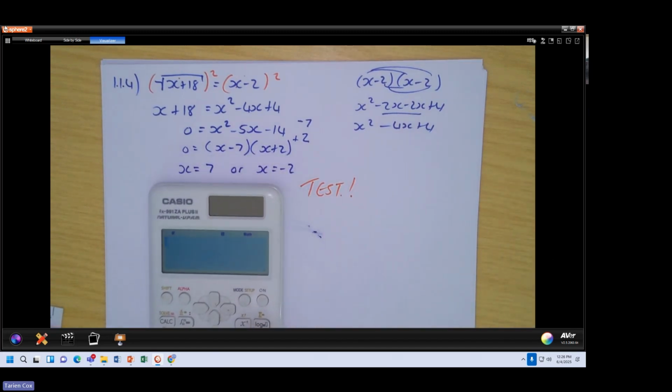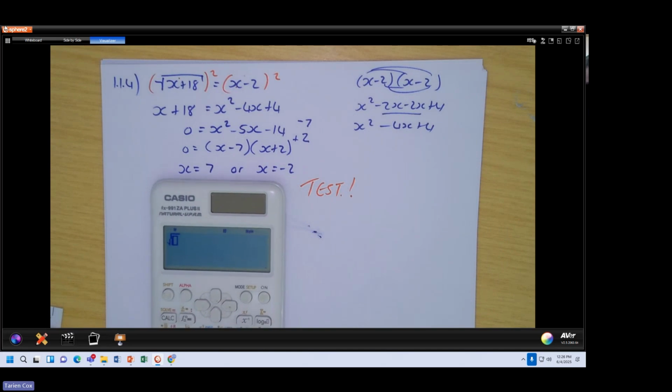So what I'm going to do is I'm going to say square root 7 plus 18. That gives me 5. And if I say 7 minus 2, I still get 5. So both of them are the same. So that one is definitely correct.